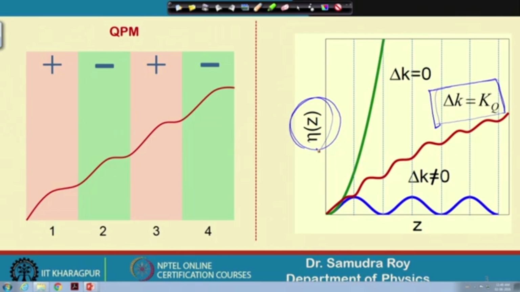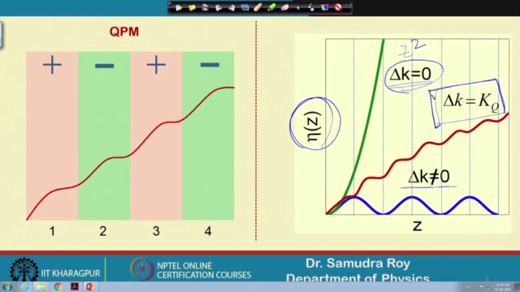How the efficiency improves by introducing quasi phase matching is shown in this figure. When delta k is not equal to 0, the most general case, we find that there is efficiency, but it goes down. If delta k equals 0, the most ideal case, the efficiency goes as a function of z squared, which we also learned in the previous class. But delta k equal to k_q is an intermediate process, where we can improve the efficiency, but not the way we have with delta k equal to 0.